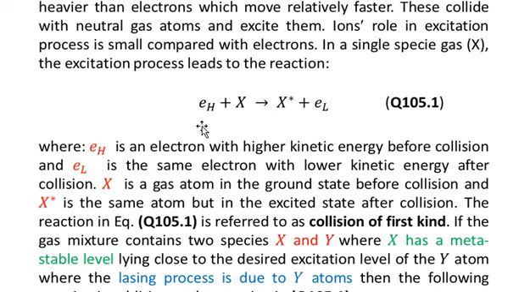So El is the same electron as EH, but it has lower kinetic energy, because during the excitation process the EH electron imparted some energy to the gas species X and excited it to X star. Where EH is the electron with the higher kinetic energy before collision, and El is the same electron with lower kinetic energy after collision. Capital X is a gas atom in the ground state before collision, and X star is the same atom but in the excited state after collision.